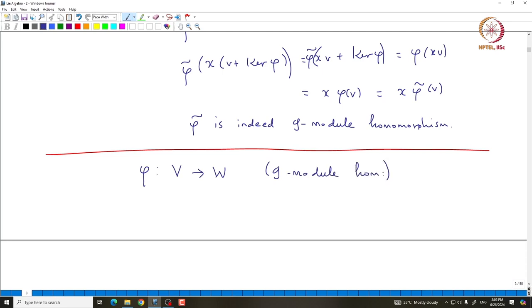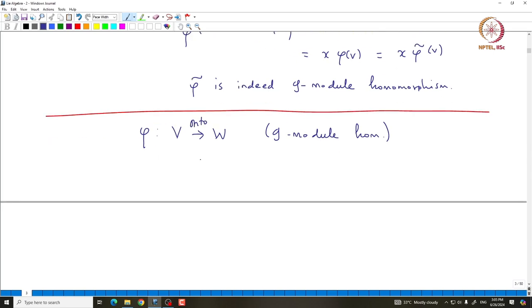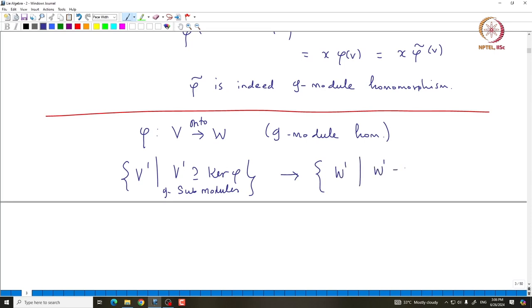Then we are interested in understanding the submodules of V containing the kernel and the submodules of W. Okay. So, let us assume that this map is onto for simplicity, otherwise we can restrict to the image of phi. So, now we have the submodules of V that contain kernel phi. Let us call it V dash. So, these are all the submodules which contain kernel phi. Okay, these are all the G submodules. So, now from this set, there is this natural map that takes V dash to phi of V dash, which is mapping to, let us say, W dash, which are all G submodules of W.